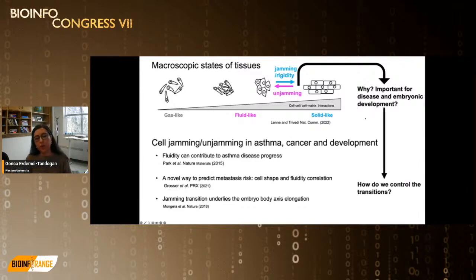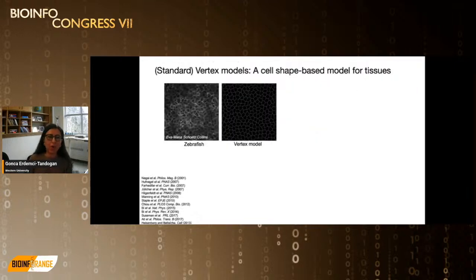But then the second question is, if these are important, how do we control the transition so that maybe we can control the disease progression or proper embryonic development? And these are the two fundamental questions. Our mathematical modeling, the models that we develop, try to address these in collaboration with experimentalists performing experiments. And in answering these questions, again, mathematical models play a key role.